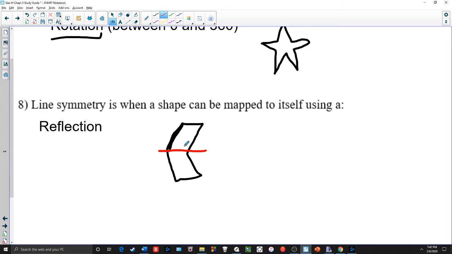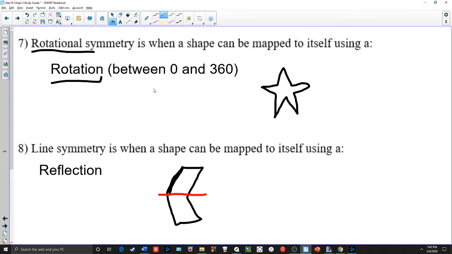That's a shape that has line symmetry, whereas rotational symmetry is when you can turn a shape and have it match onto itself, which is why it uses a rotation. So that's all for the study guide there.